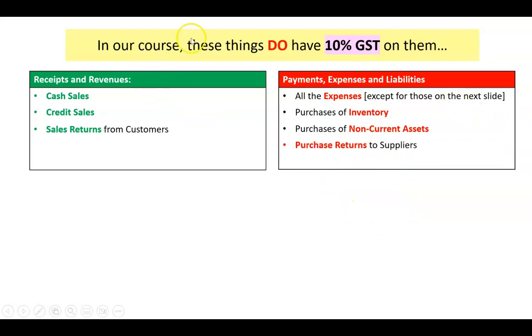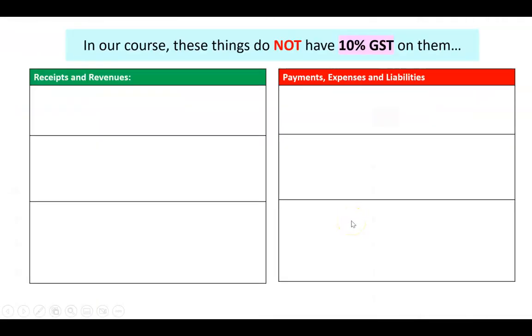So these are the things that do have GST, and together, it's not a real big list, it's only 7 items, but that will be like 95% of the things that we do. However, there will be some things that don't have GST, and this list is going to be much longer.